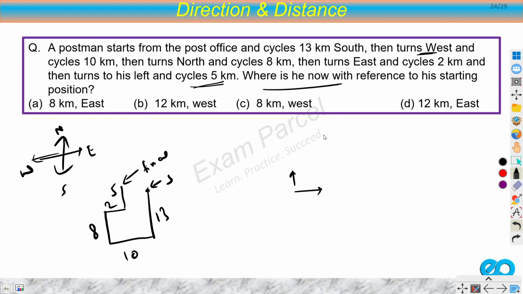Where is he now with reference to his starting position? Now one thing, see, 8 kilometers, 5 kilometers, 13. It means that both are in the same level. Okay, so both are in the same level.